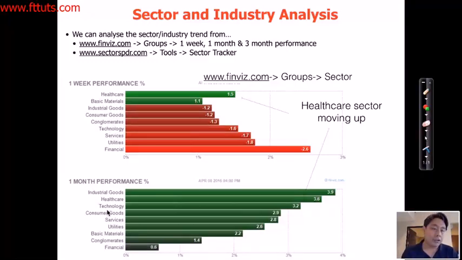So industrials, healthcare, and technology are the 3 strongest sectors in the last 1 month. In the last 1 week, you can see that healthcare has moved up to being the strongest sector. Okay, so would I want to trade a stock? Would I want to buy a stock in the healthcare sector, like United Health and Johnson & Johnson?